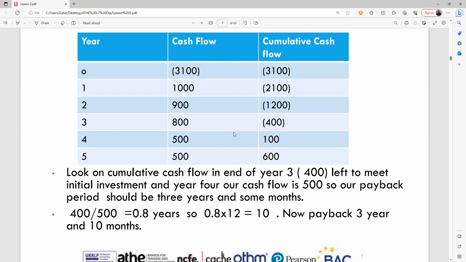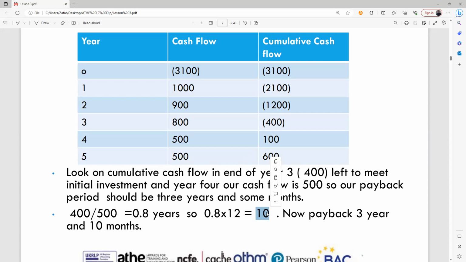400 divided by 500 multiplied by 12, which is 12 months. So it will be 12 multiplied by 0.8, which is 9.6, or about 10, right? So in month 10, you will recover all your money, and from then onwards, you will be positive.